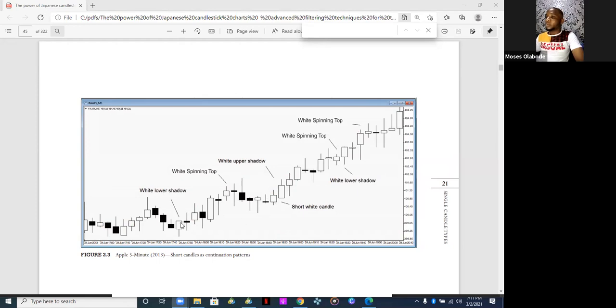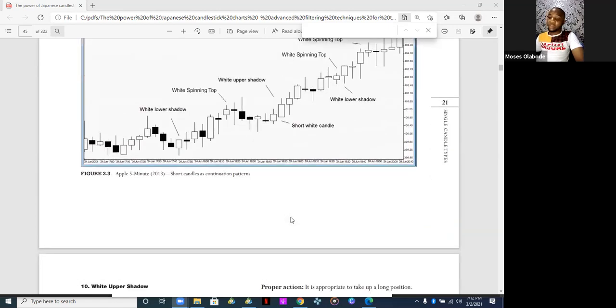Okay, so a white lower shadow forming here, continuation. This is a small bullish candle. So this is a white lower shadow forming here again. Should we sell or buy? Well, it's a continuation pattern. Just buy around there. This is a buy, okay. Then I put my stop loss here. So that's it, and we're good to go. If this is great value, let me know.